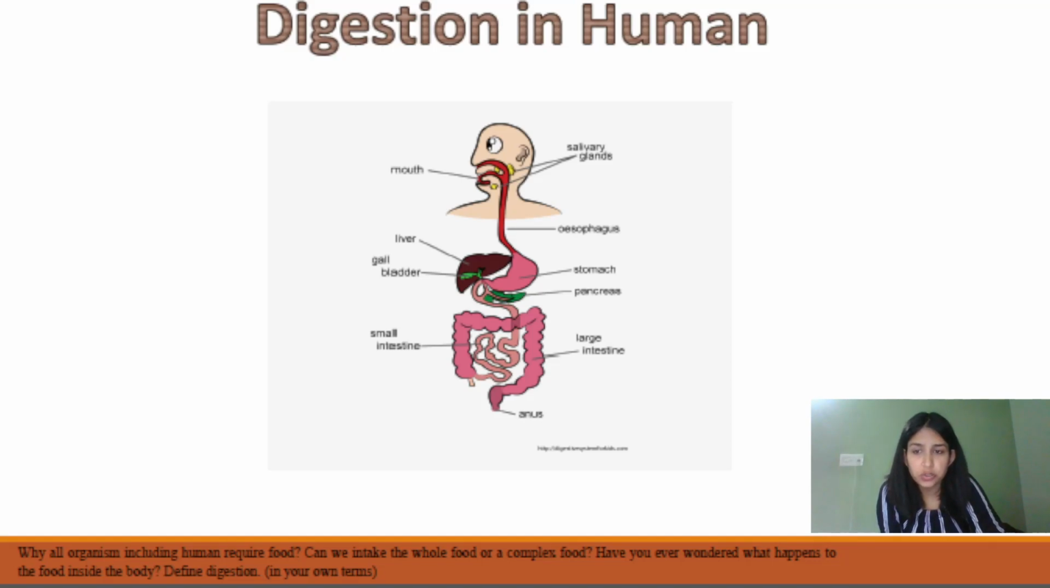Why do you think all humans require food, and why do you think the food that we take should be taken in a simpler form? Whole food, like a chapati, we are not creating smaller bites of it, we are just taking it as a whole, as a complex food. Have you ever wondered what happens to the food that we eat, how digestion occurs? You can define it in your own words. Very good students. I'll give you 10 seconds to do that.